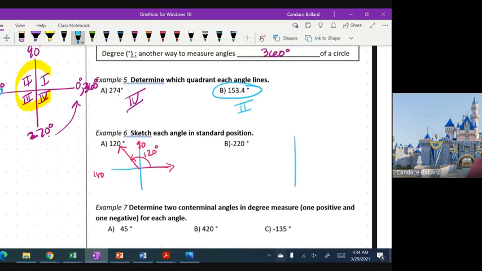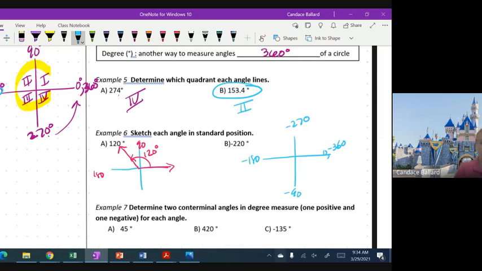All right, negative 220 is a little bit trickier. Negative means I go down first rather than up when I count my angle, because I'm going to go in the clockwise direction versus the counterclockwise direction. Negative means down. So this would be negative 90, this would be negative 180, negative 270, negative 360, and so on. It starts at 0. So I need to get to negative 220.